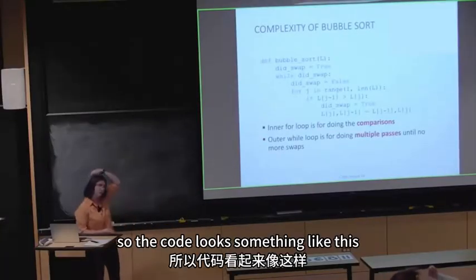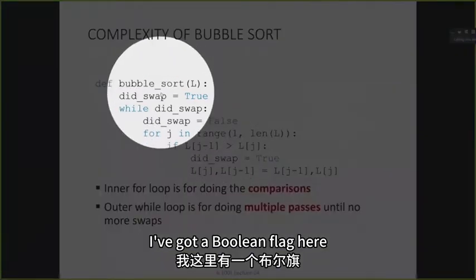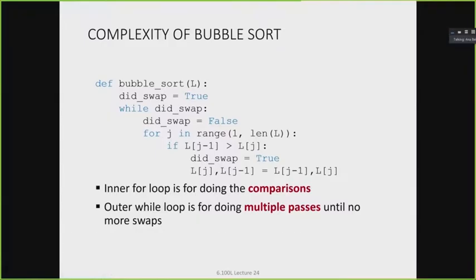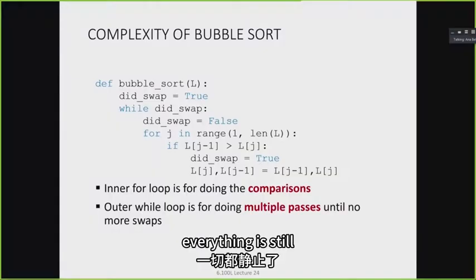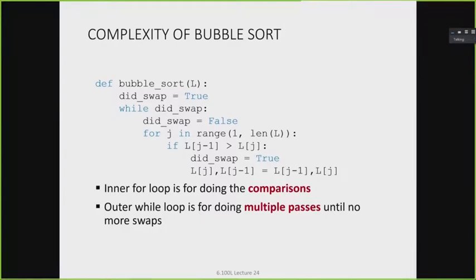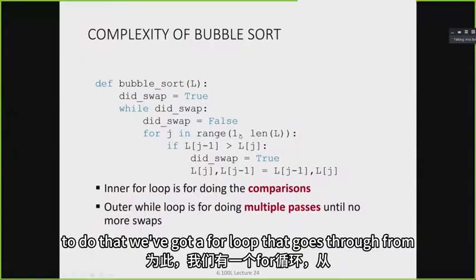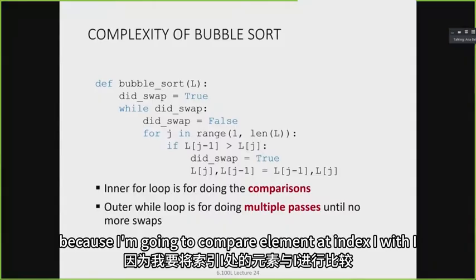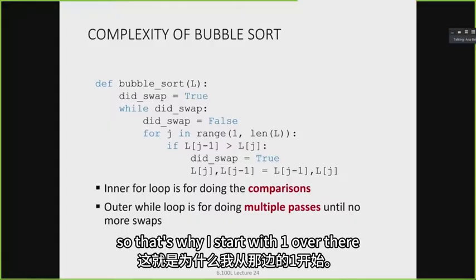Okay? So the code looks something like this. I've got a Boolean flag here that keeps track of whether or not I have done a swap. If I've done a swap, then I know I need to go through and double check that everything is still in order by comparing index i and i minus 1. So to do that, we've got a for loop that goes from 1 all the way up to the end of the list, because I'm going to compare the element at index i with i minus 1. If I started at 0, we'd get an index out of bounds error. So that's why I start with 1 over there.